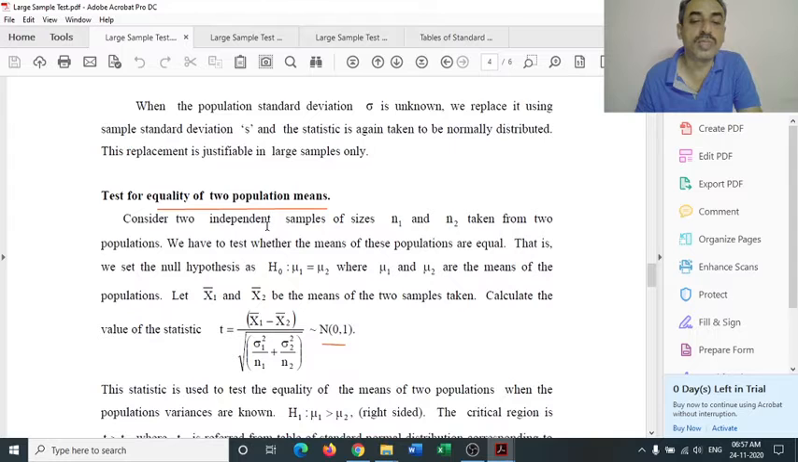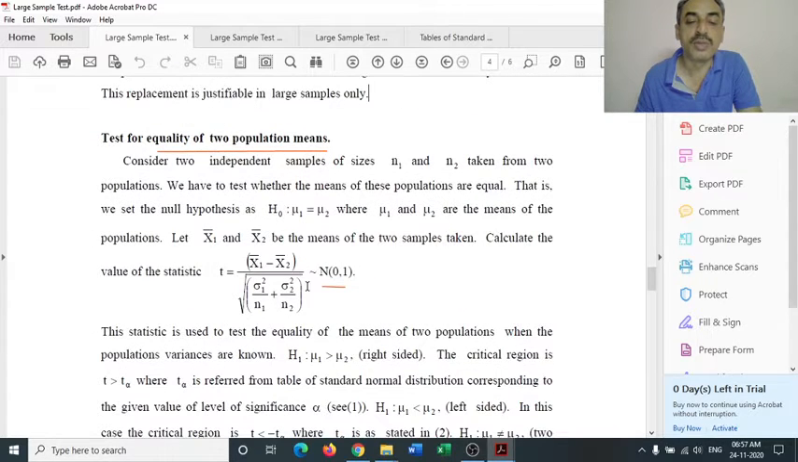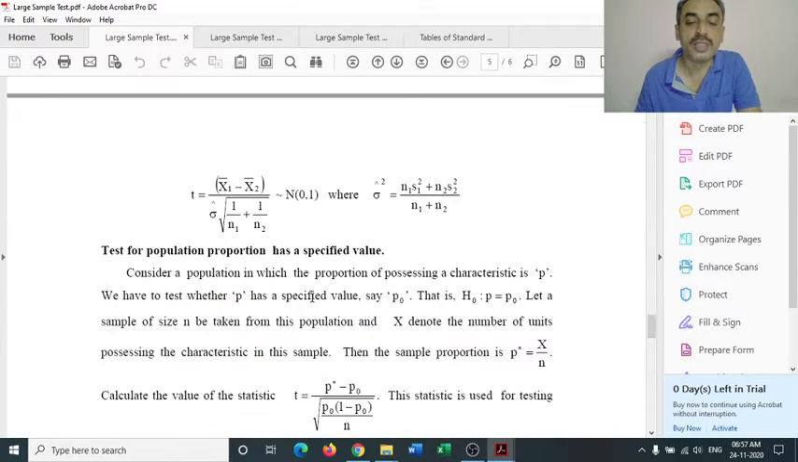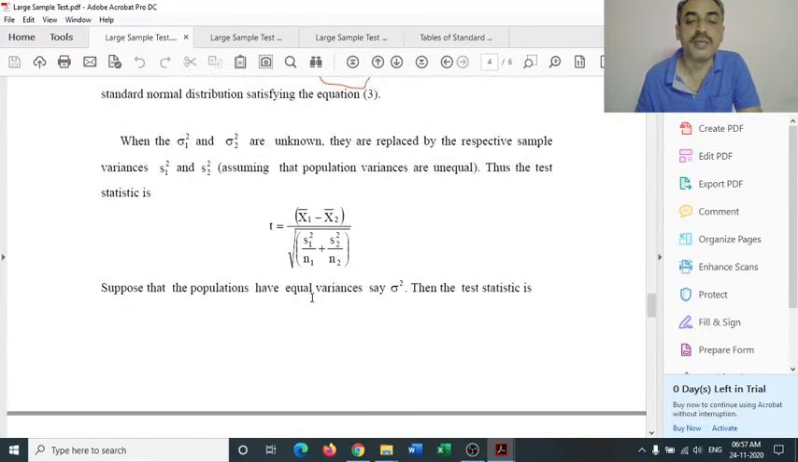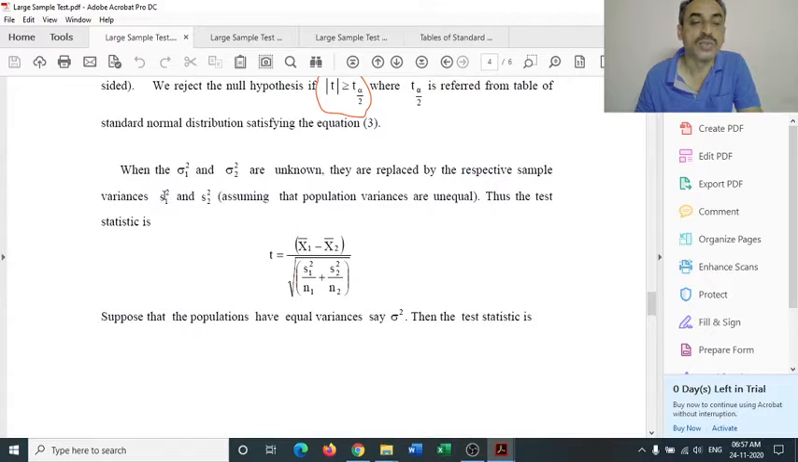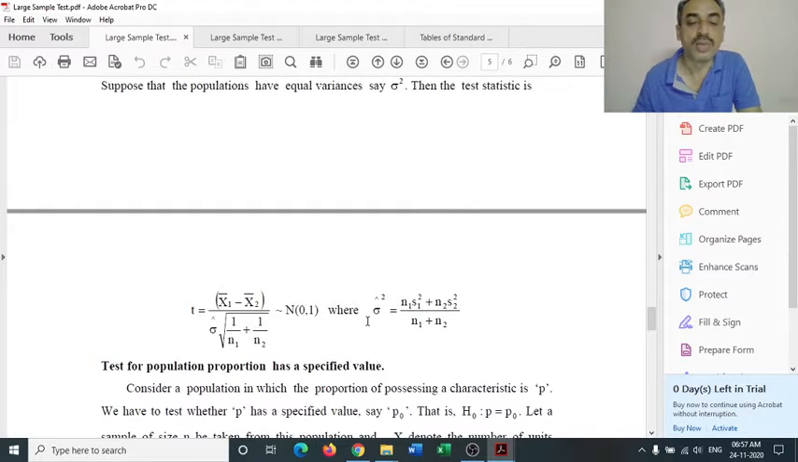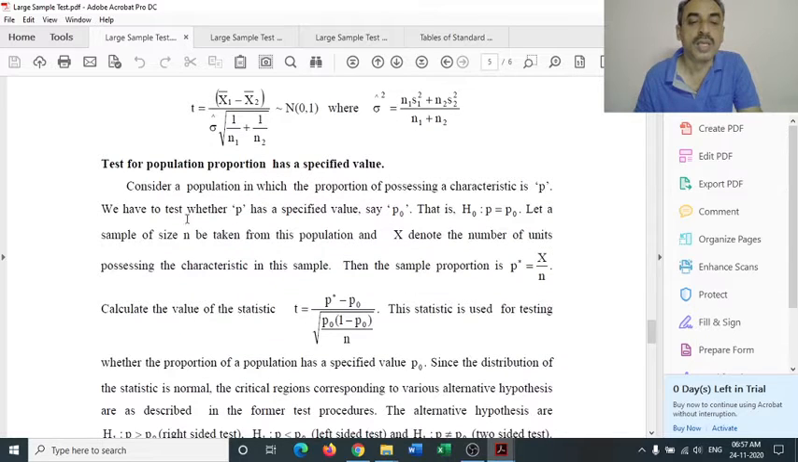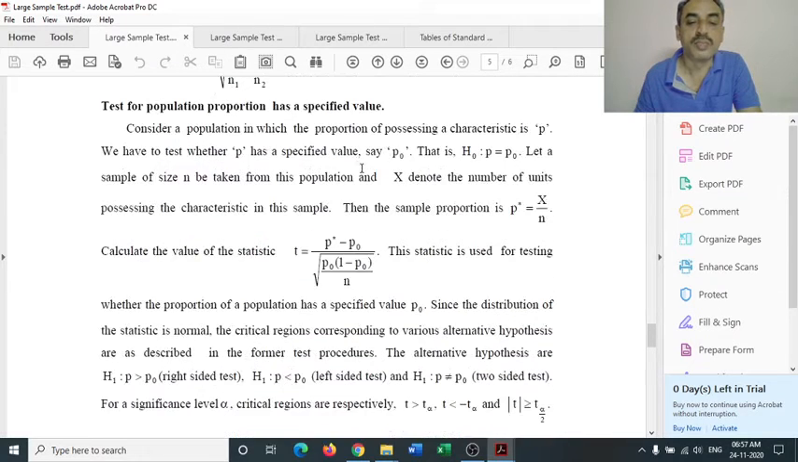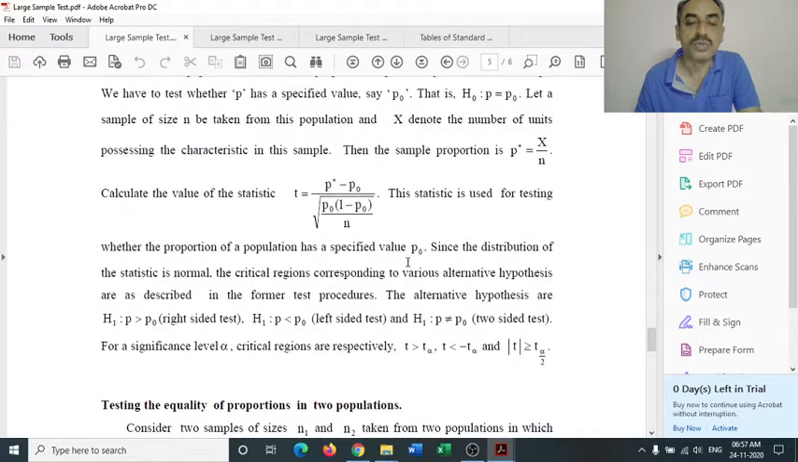And this is the same situation in the two population means equality case. Here if sigma1 and sigma2 are unknown, we will replace them by sample standard deviations s1 and s2, that is, sigma1 square and sigma2 square unknown, replace them by s1 square and s2 square, making use of the same statistic following normal distribution. So this is the situation when the proportion has a specified value. So we have p equal to p0. This is the statistic, and again this statistic follows normal distribution.